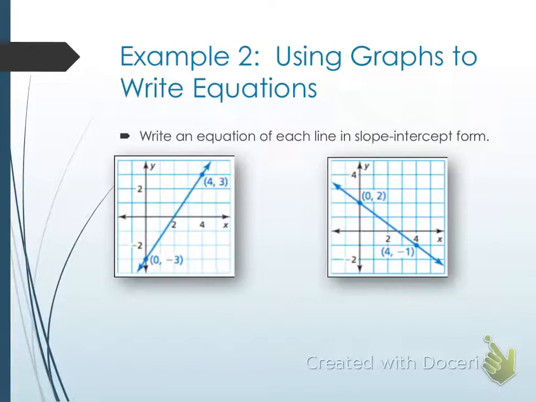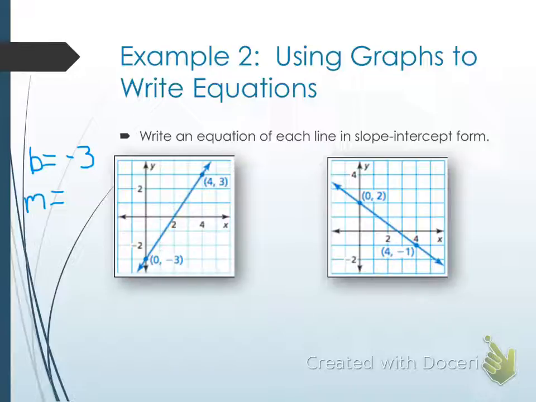How about our second example here? How can we use graphs to write equations? We're asked to write an equation for each line in slope-intercept form. Well, let's look at our first one here. It crosses the y-axis at -3. So we already know that our y-intercept is -3. Now the only thing we need to figure out here is, what is our slope? Remember, slope is rise over run.